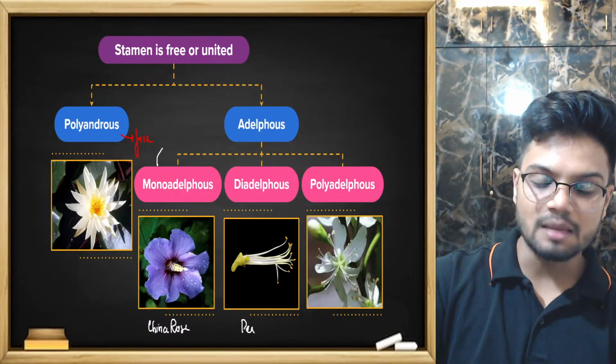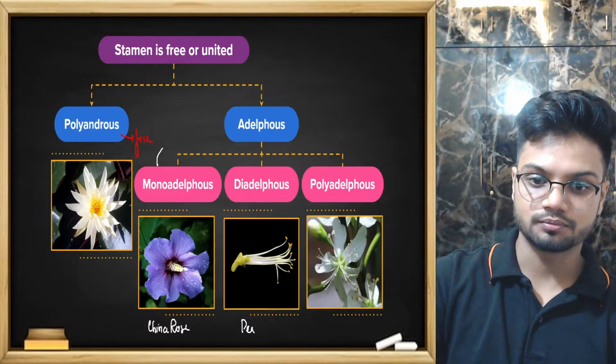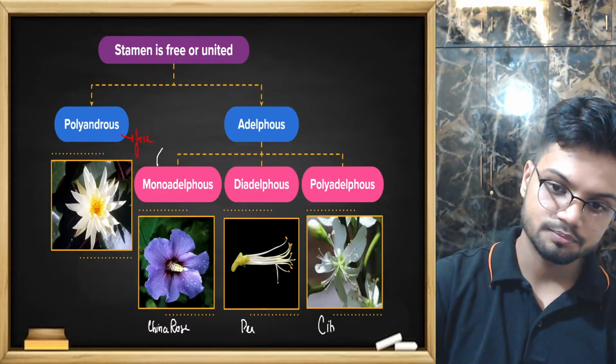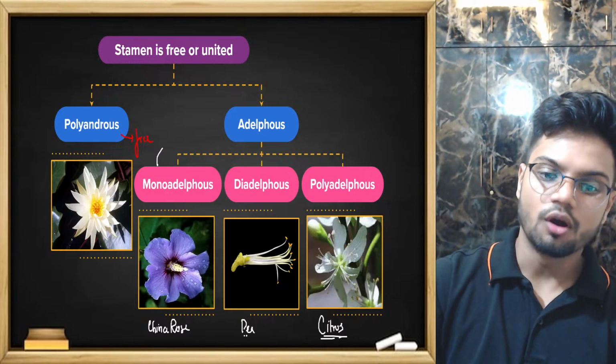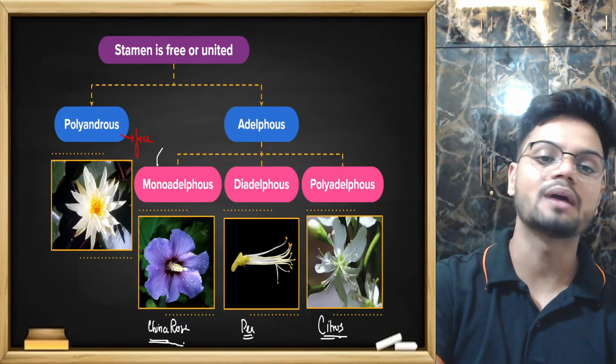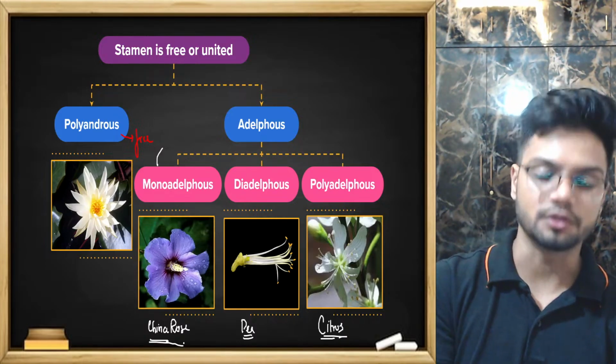Pea plant is the same example for your zygomorphic and vexillary aestivation, right? Last one, polyadelphous example is citrus fruit. Citrus. All of these examples are only and only taken from your NCERT. Nothing extra will be asked in examination. So only read the NCERT examples. Nothing extra is required here.